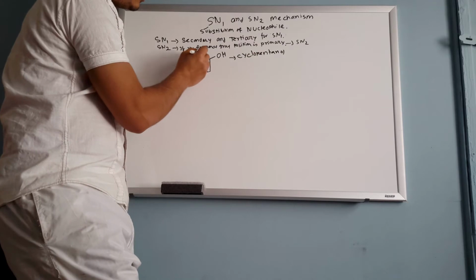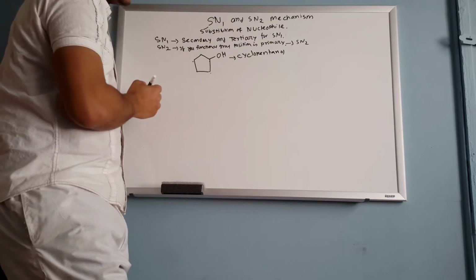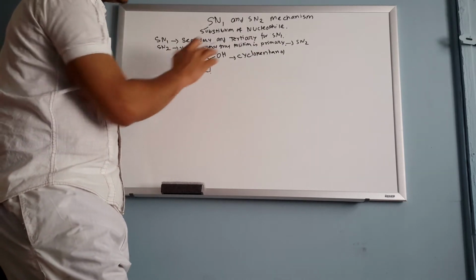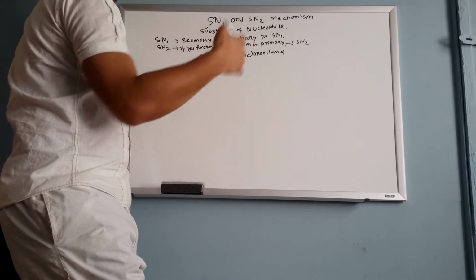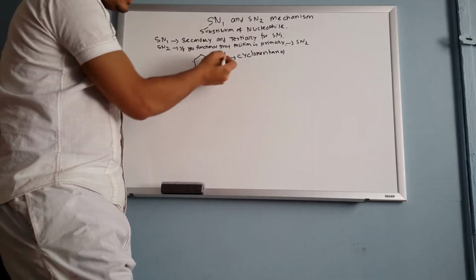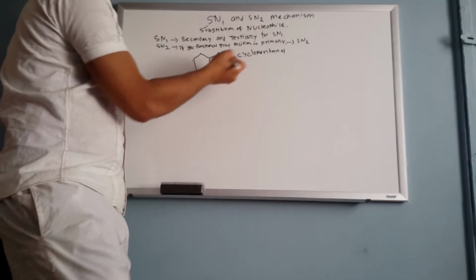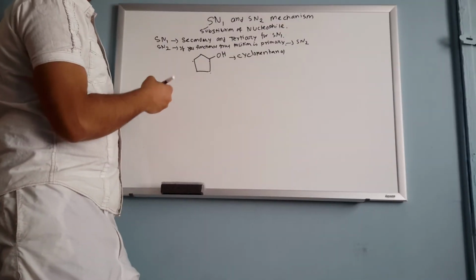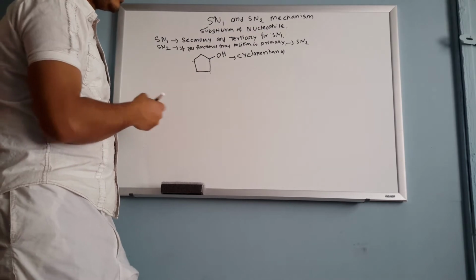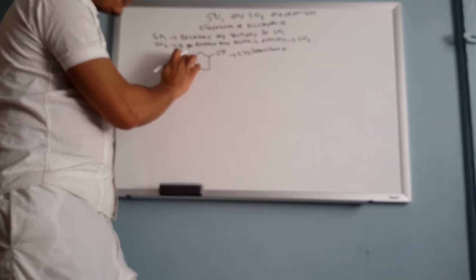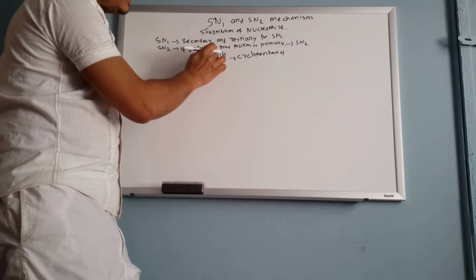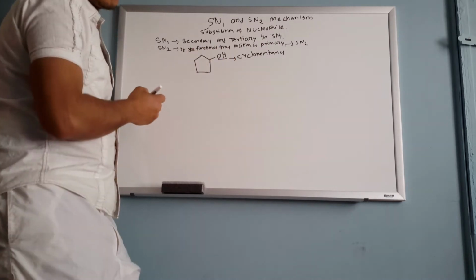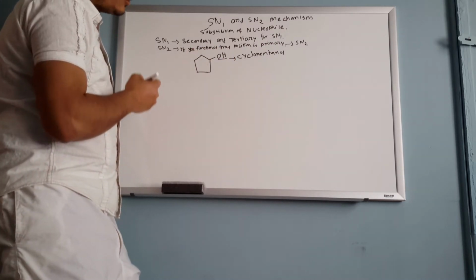Why cyclopentanol? Because 1, 2, 3, 4, 5 carbon. 5 carbon is pentane and it's cyclo, so that's why cyclopentanol. And OH is alcohol, and in the IUPAC name, at the end we have to write nol. Cyclopentanol, it can be cyclohexanol, like that. So then tell me, is this OH position primary, secondary or tertiary?